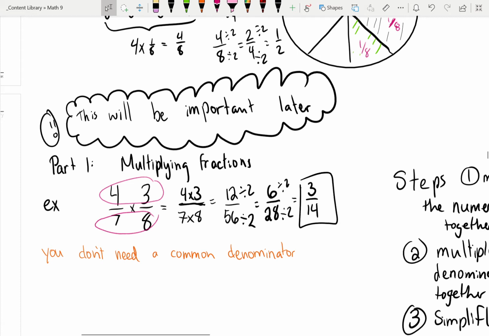So for those of you who maybe noticed, 12 and 56 are both divisible by 4, so I could have done it in one step to get right here. 12 divided by 4 is 3, and 56 divided by 4 is 14.